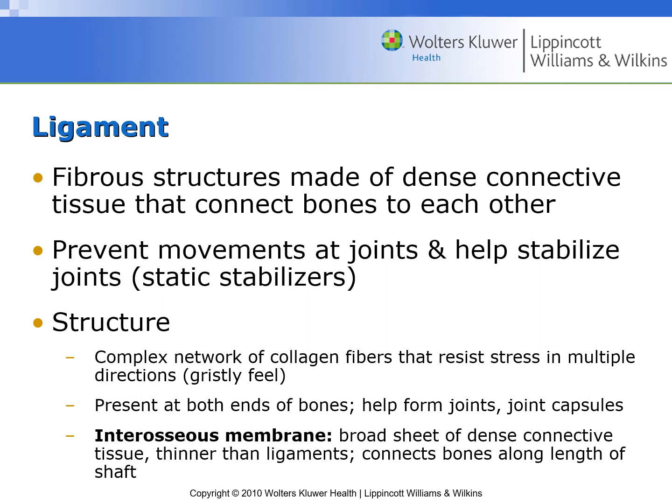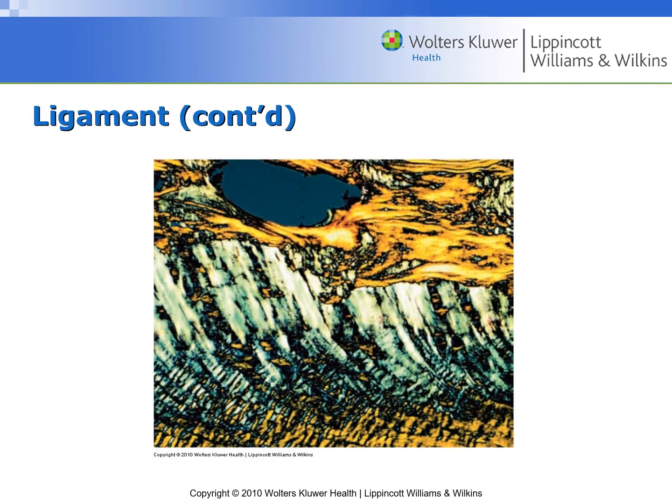Ligaments are present at both ends of bones, and they help to form the joints and the joint capsules. The interosseous membrane is a broad sheet of dense connective tissue that is thinner than ligaments, and it connects bone along the length of their shafts. Interosseous membranes are found in the forearm and leg and are too deep in the body to feel or to palpate. And here we have a microscopic view of ligaments that connect the bones of the body to each other.